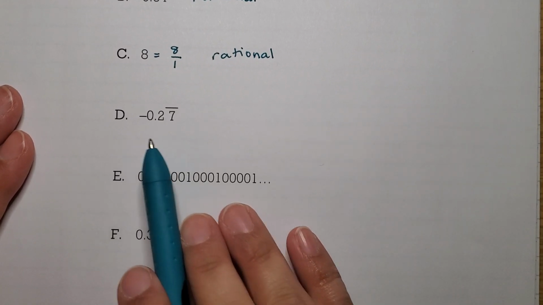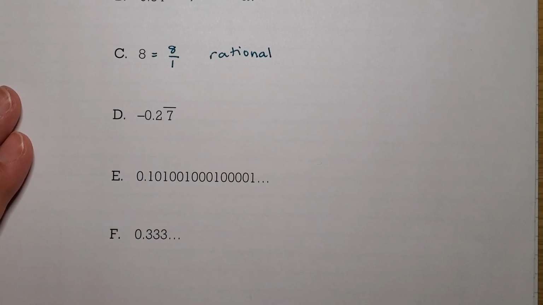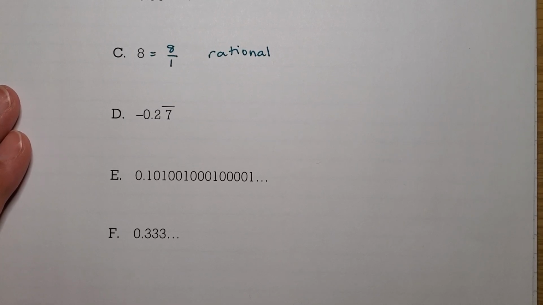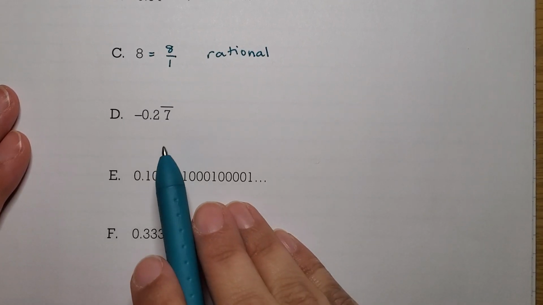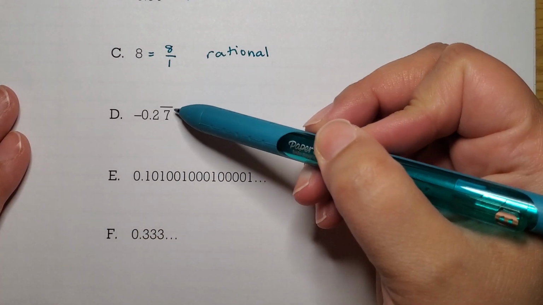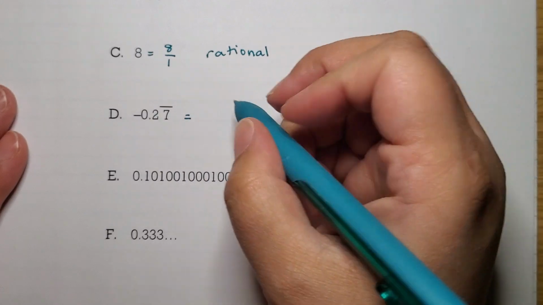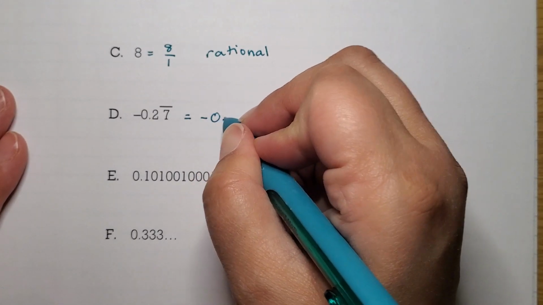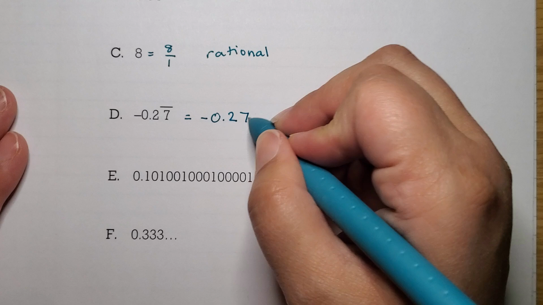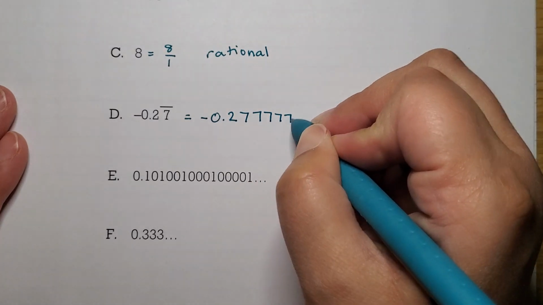Now we've got a negative number. So both rationals and irrationals can be negative. So don't let the negative throw you here. Instead, what I'm noticing is this bar over the 7. So what that means is that this decimal is negative 0.2 and then just repeating 7s forever.